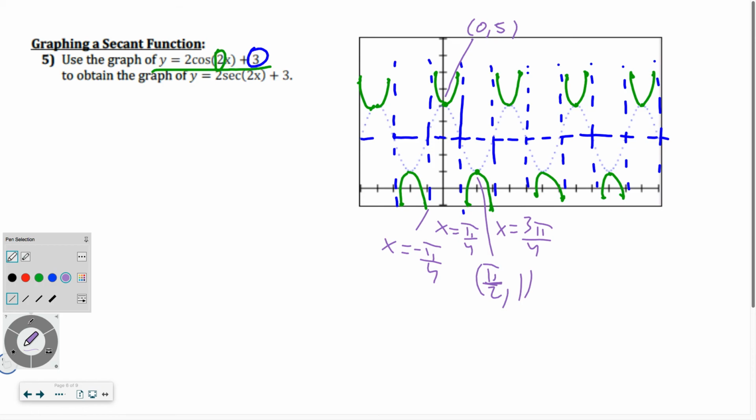Yes, Sam. The scale. What is the scale? Each hash mark is pi over 4. So this is 1. Those go by 1s, and these go by pi over 4s. But even if I didn't give you what the scale was, if I gave you the formula, you should be able to figure out the scale.